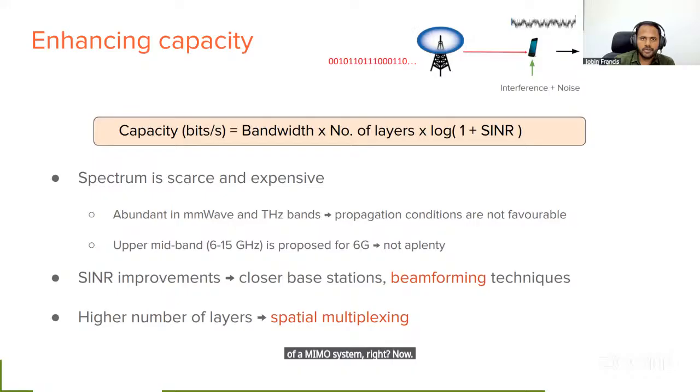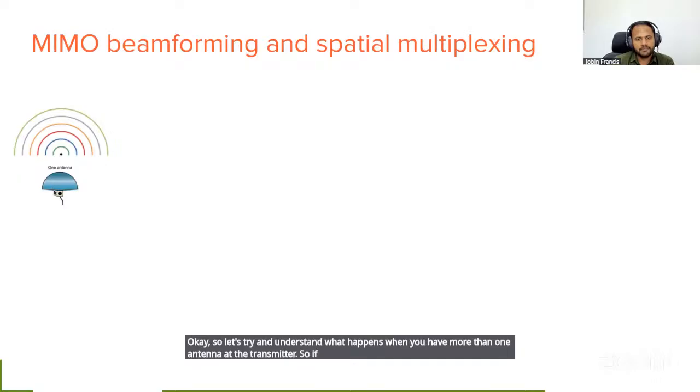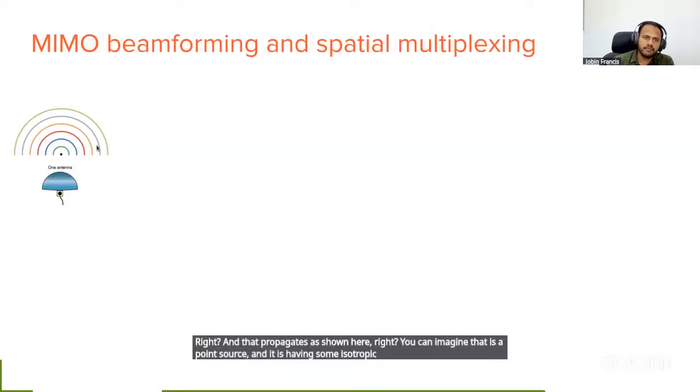Now, MIMO stands for multiple input, multiple output. And what that means is that your transmitter, which is the cell tower in this case, is going to be equipped with multiple antennas. So let's try and understand what happens when you have more than one antenna at the transmitter. If there's just one antenna generating a wavefront, when you excite it with an RF signal, it radiates electromagnetic radiation and that propagates as shown here. You can imagine that is a point source with an isotropic radiation pattern, generating a wavefront as shown here.